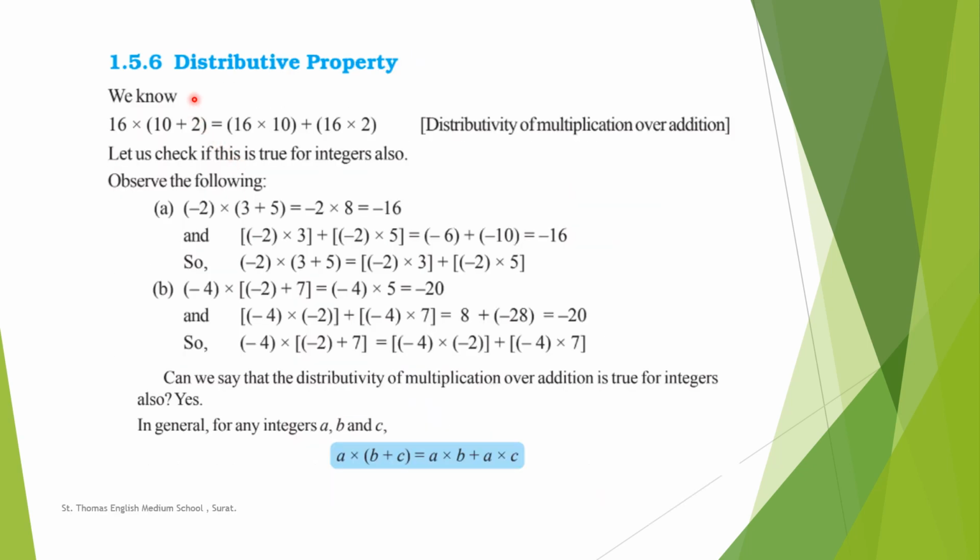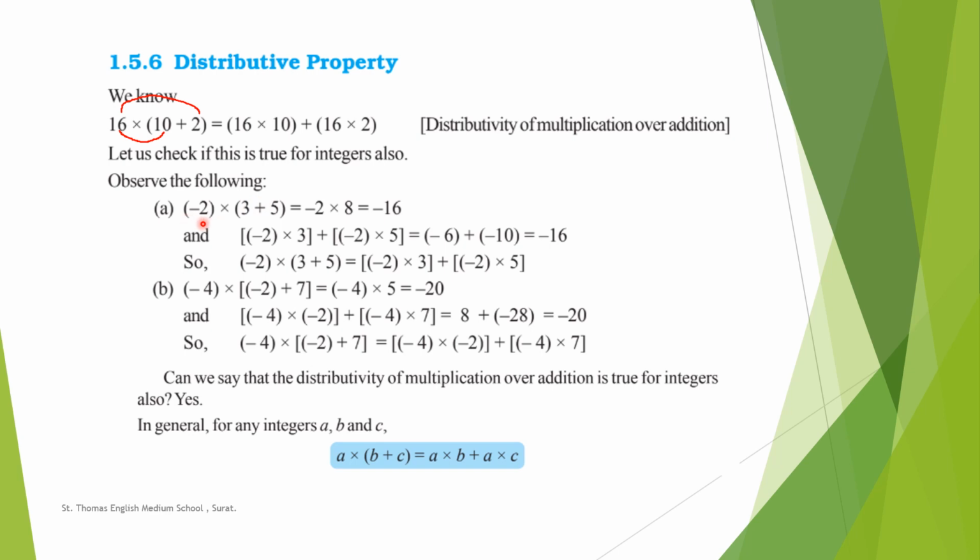Next property is distributive property. We know 16 multiplied by 10 plus 2. So just remove the bracket, multiply one by one. So 16 multiplied by 10 plus 16 multiplied by 2. It's clear? So the middle sign is plus. So we can write like this: 16 multiplied by 10 plus 16 multiplied by 2. So this property is known as distributive of multiplication over addition. Let us check if this is true for integers also.